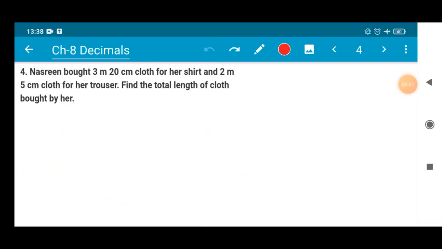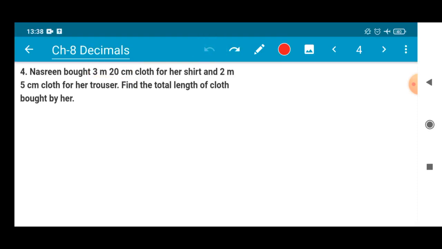Proceeding to the next question, we have question number 4. It states that Nasreen bought 3 meter 20 centimeter cloth for her shirt and 2 meter 5 centimeter cloth for her trouser. Find the total length of the cloth bought by her. Very simple. Only the thing is, two units have been mentioned here, right?